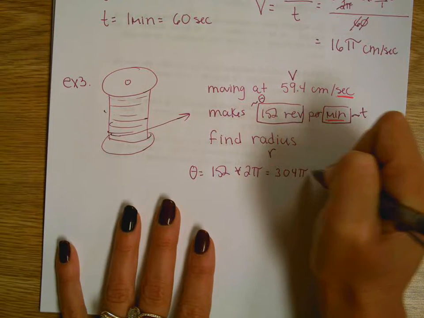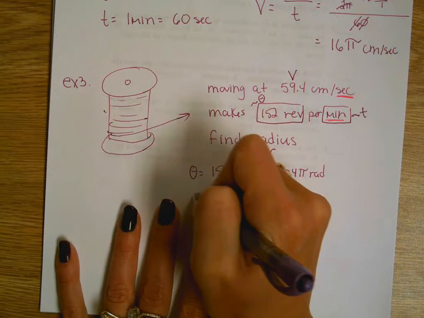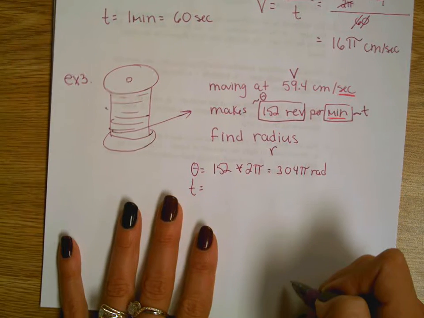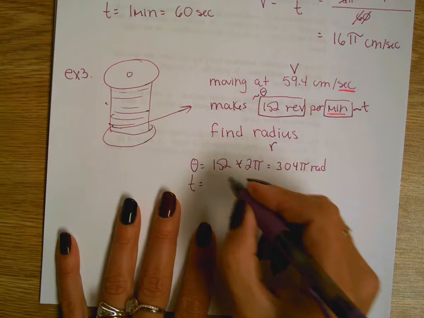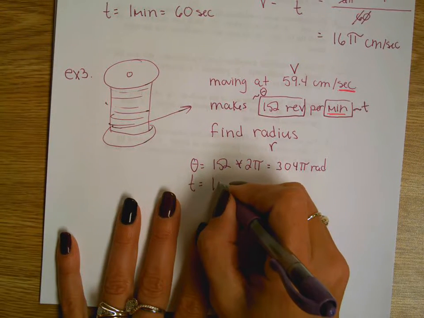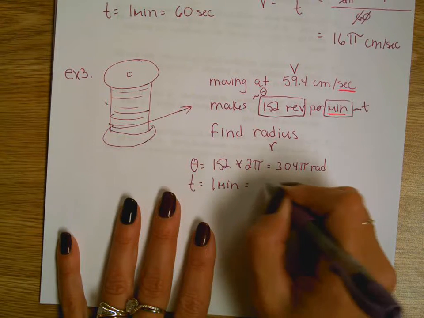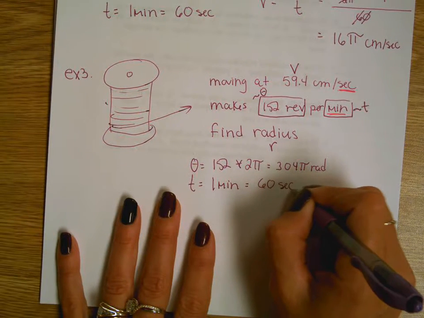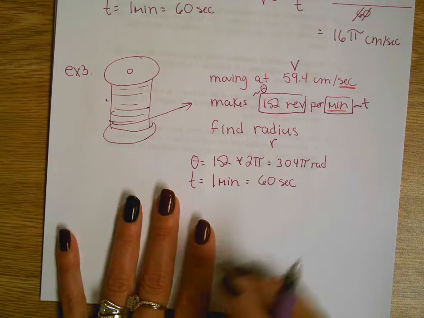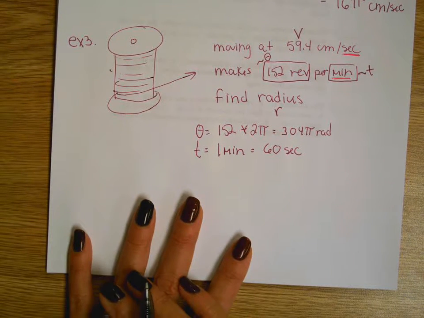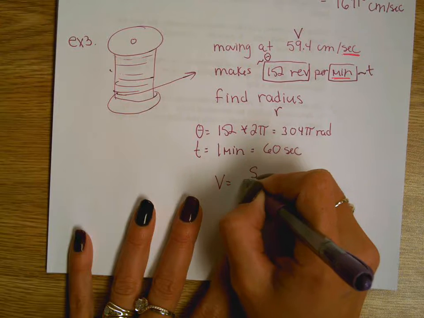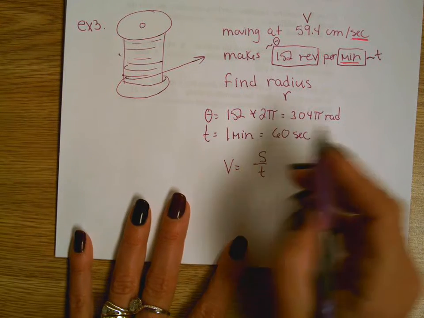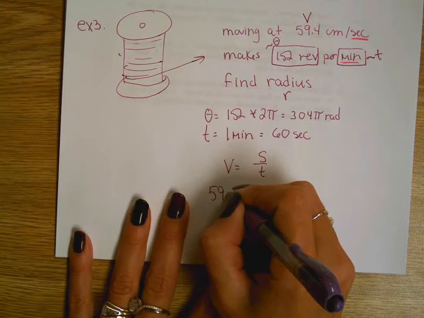304 pi radians. Time, 1 minute. We got 60 seconds. Now we're ready to go. So we know big V this time. So big V equals S over T. Big V is 59.4.